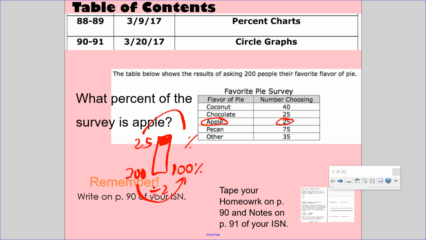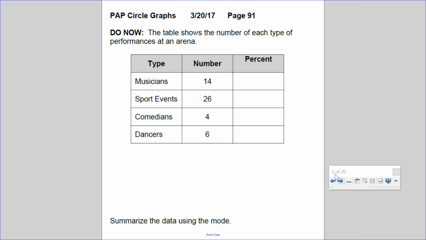Divide by 2. Divide by 2. So 25 divided by 2 is 12.5%. That means 12.5% selected Apple in this survey. So in the circle graph, the table below, so today let's look at our do now.